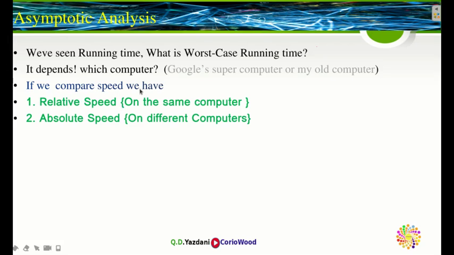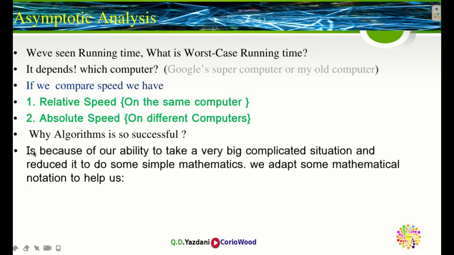We're going to see the worst case running time, and when we talk about asymptotic analysis, we're going to see why algorithms are so successful. Algorithms are so successful because of our ability to take a very big, complicated situation and reduce it to some simple mathematics. We adopt some mathematical notation to help us, and that notation is asymptotic notation, as I said before, and I have shown you the asymptote.